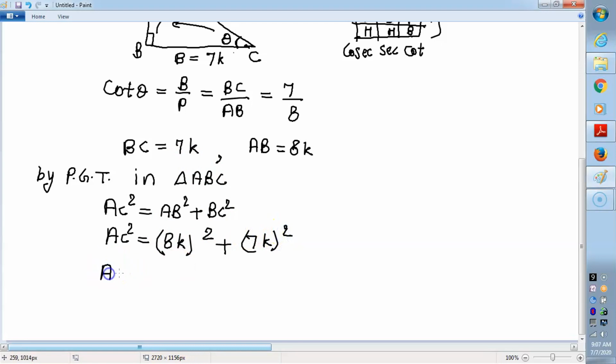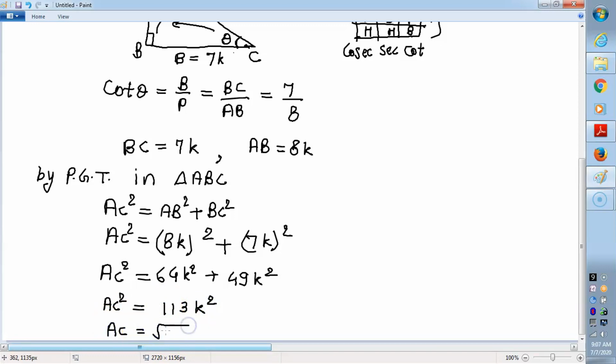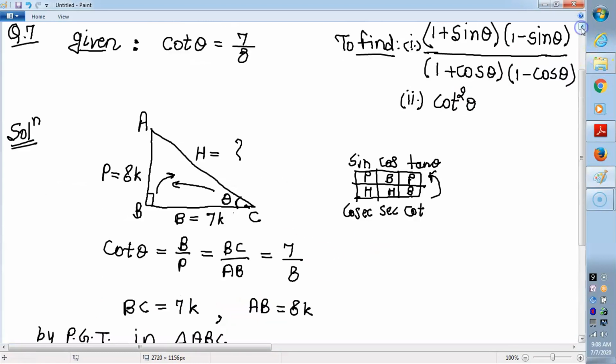Now the square of 8 is 64 k square, and the square of 7 is 49 k square. When we add them, we will get 113 k square. So our AC will be root 113 k. In this way, we get the third side AC. We write in the diagram AC is root 113 k.